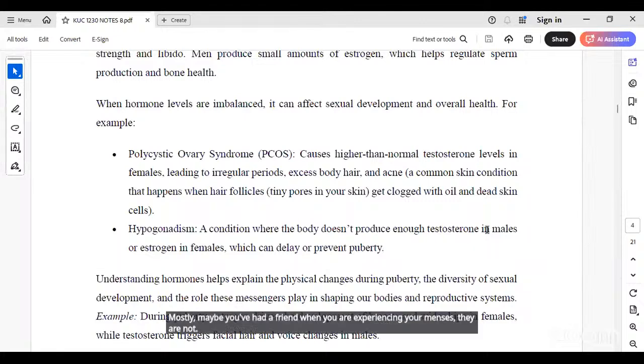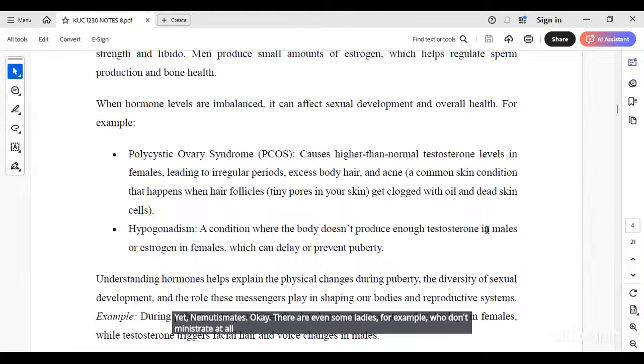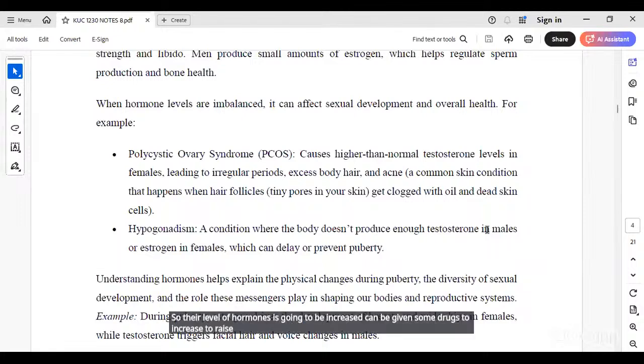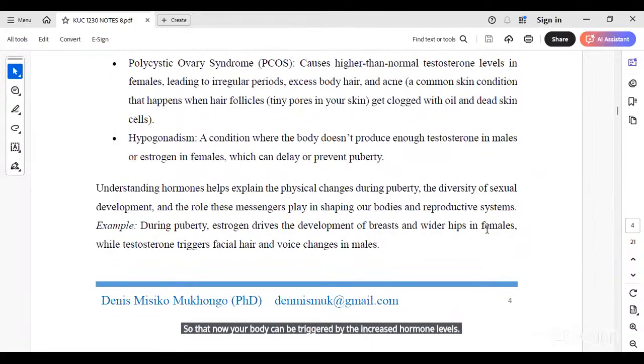You are age mates. Okay? There are even some ladies, for example, who don't menstruate at all, just because they don't have enough levels of those hormones. So in such a case, there's what we call hormonal therapy. The level of hormones can be increased; you can be given some drugs to raise the amount of hormones in your body, so that your body can be triggered by the increased hormone levels to develop the characteristics that are needed. Okay.